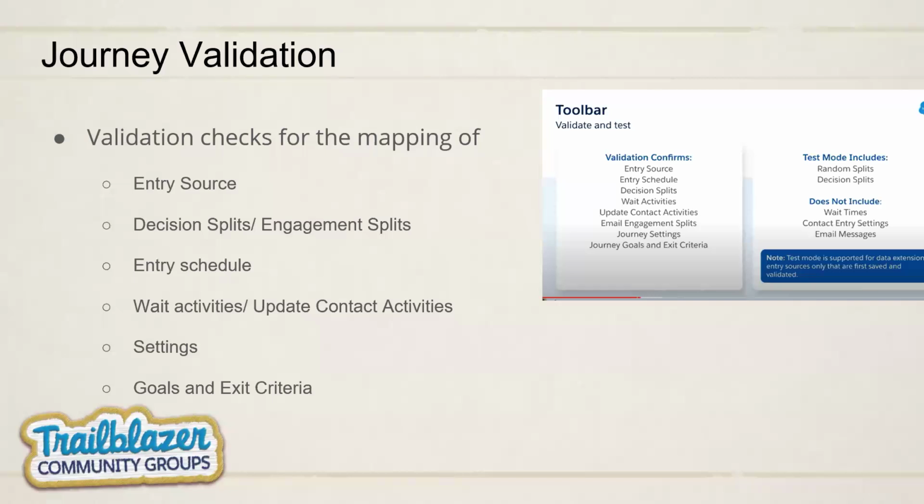It runs a check on all these settings and evaluates, and if there is anything missing, it will list down all the things that are missing. So we can go back and make the changes and then come back and revalidate it again. After it is revalidated successfully, we're all good to go with the journey. We can give a test. We can do a test of the journey.